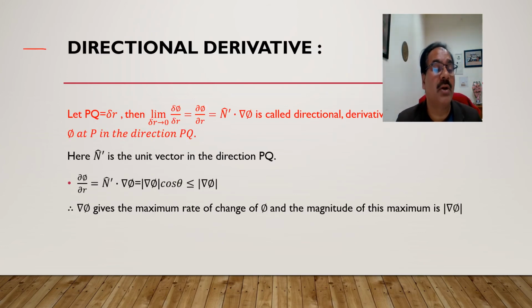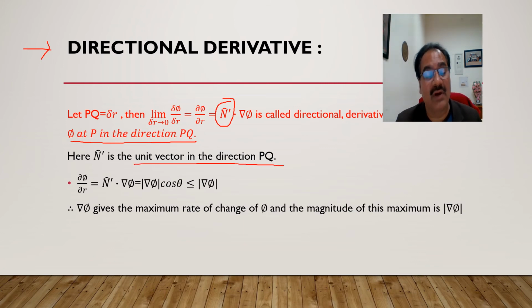Then another important part in vector calculus is the directional derivative. So let us define what the directional derivative is. Let PQ be equal to delta R. Then, as delta R tends to 0, delta phi over delta R may be written as n dash dot del phi, which is called the directional derivative of phi at P in the direction of PQ. Here n dash, cap n dash, is the unit vector in the direction of PQ.